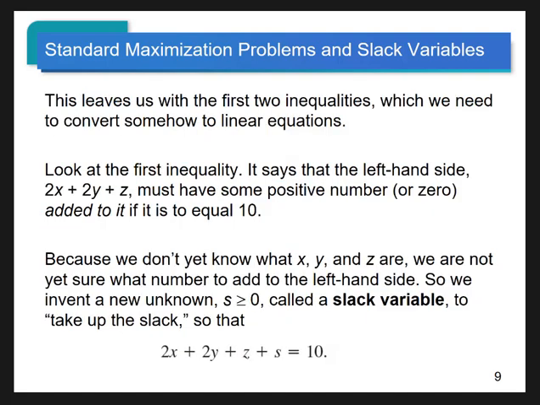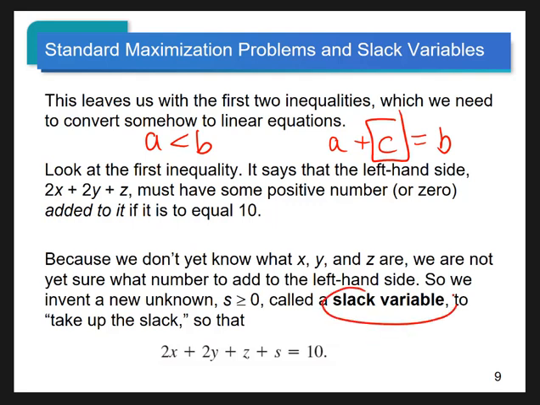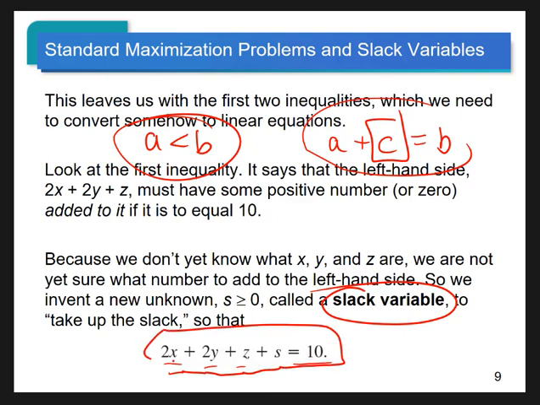So then for an inequality, the definition of an inequality, if we say that a is less than b, that means that a plus some positive value c equals b. This value c is what's referred to as a slack variable. So that's what we're going to do, is we're going to put that value into each of those inequalities to convert it from an inequality into an equation. So that first one that was 2x plus 2y plus z is less than or equal to 10 becomes 2x plus 2y plus z plus s equals 10.